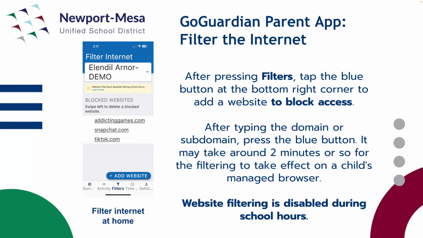On the Filters tab, tap the blue button at the bottom right corner to add a website in order to block access to that site. After typing the domain, press the blue button. It may take 2 minutes for filtering to take effect. Website filtering is disabled during school hours.